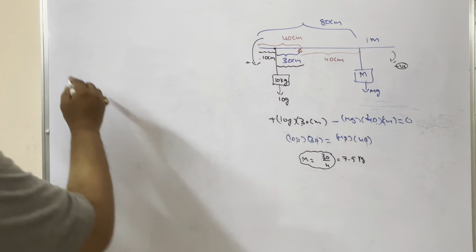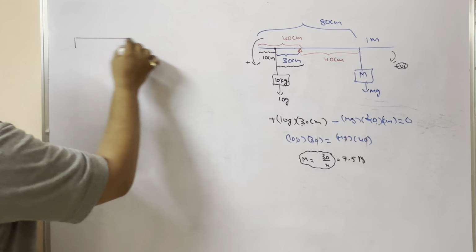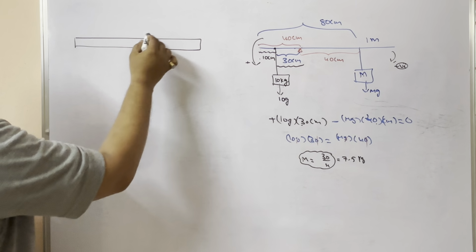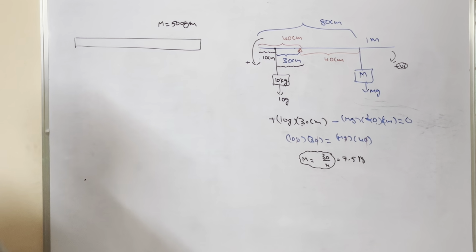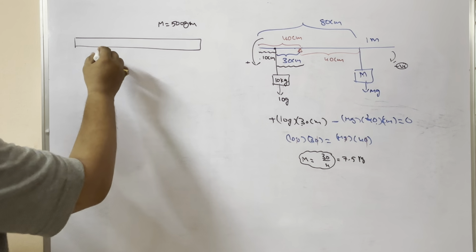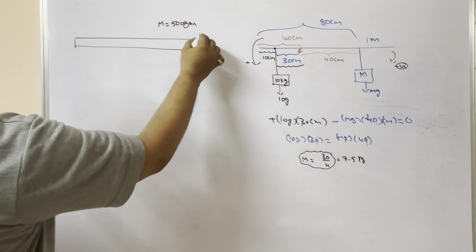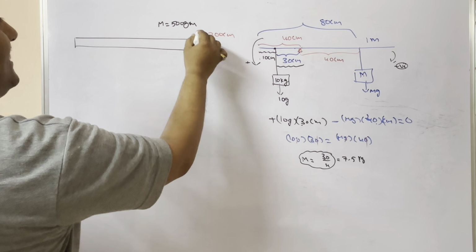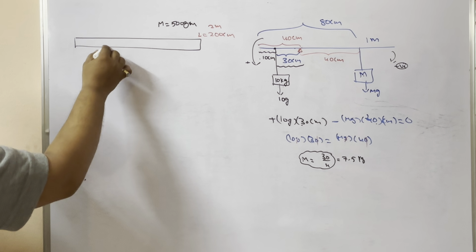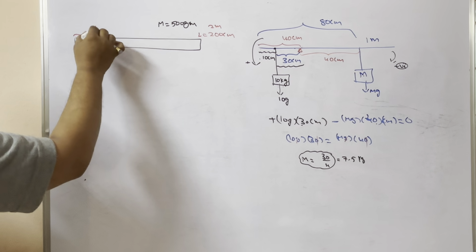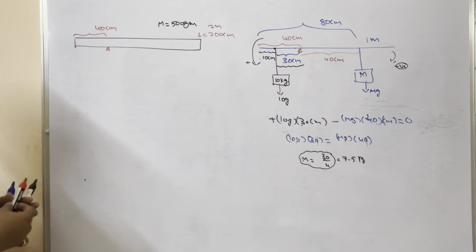So, next one: a uniform rod of mass 500 grams. Now the mass of the rod is given. A fulcrum is going to be placed. The total length of the rod is 200 centimeters, otherwise 2 meters. A fulcrum is going to be placed at 40 centimeters.